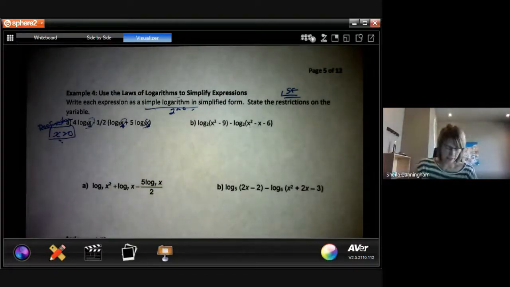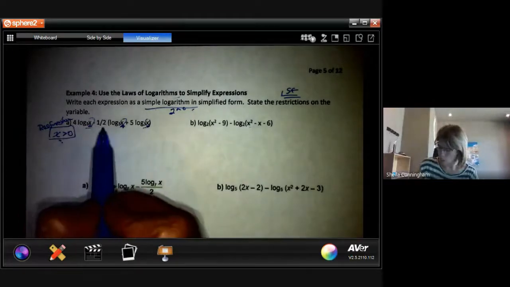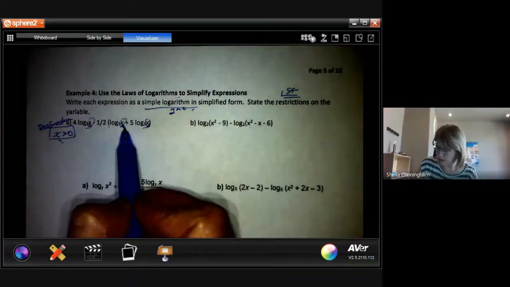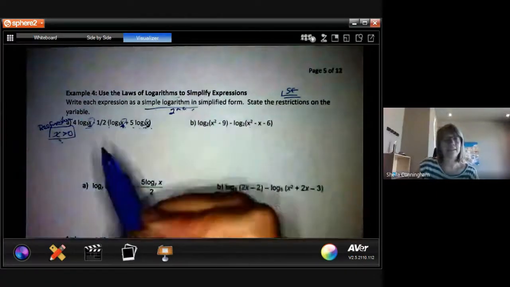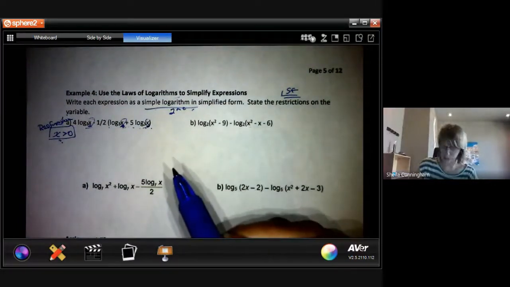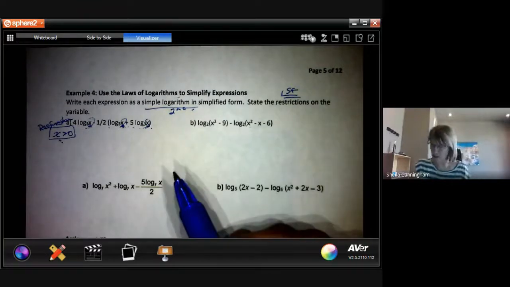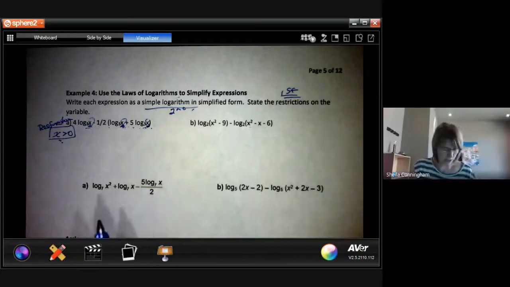So the next piece is to take a look at this and figure out what is going on with the 4 log 3x minus 1/2 the log 3x plus 5 log 3x. We need to now use what we learned from last day to simplify this into a single logarithm. So that's our task now, to see if we can simplify this into a single logarithm. Any ideas of where we want to start first?